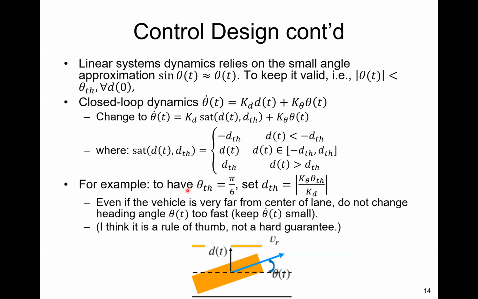Here, if the theta threshold is pi over 6, then you can set the d threshold to be this term to ensure that the small angle assumption is satisfied. This has the effect that even if the vehicle is very far from the center of the lane, you do not change the heading angle theta too fast, to keep the small angle assumption valid. So it's a rule of thumb.